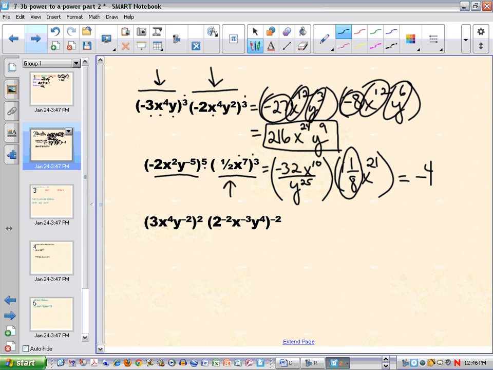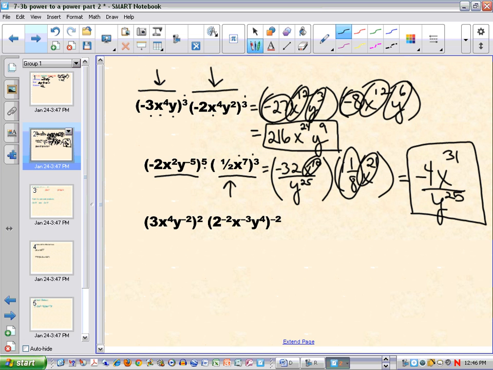Then we have x to the 10th times x to the 21st. Multiply with like bases. Keep the same base. Add the exponents. Then we've got y to the 25th still on bottom. There's our answer. All right.